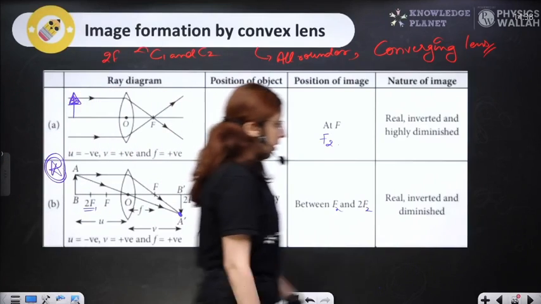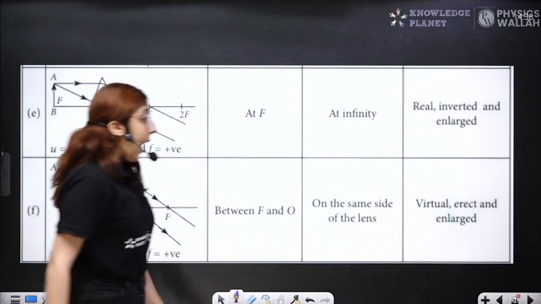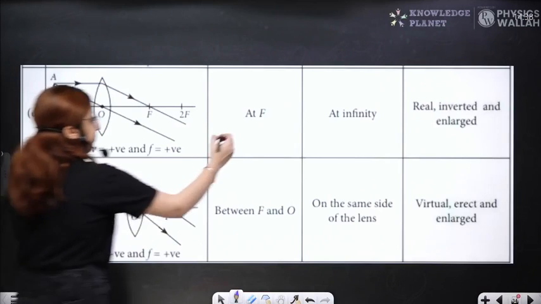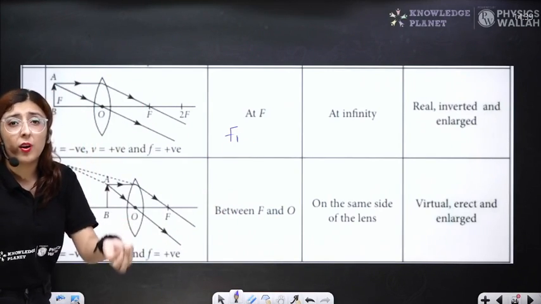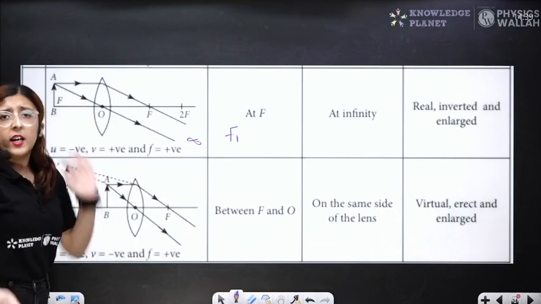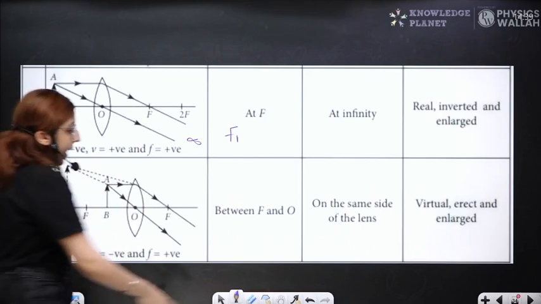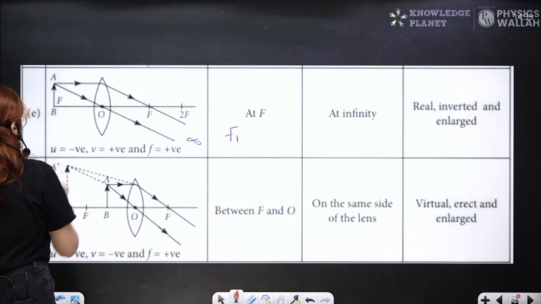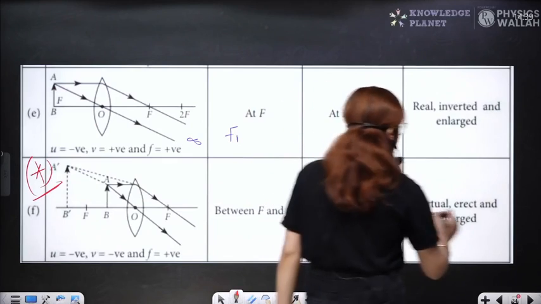Okay? Now, last two cases. I am bringing the object, now I am keeping it at focus. Focus 1. So, yes, of course, when the object is at focus, image will be at infinity. Real inverted enlarged. Opposite case. Now, the last and the exceptional case where you are going to get a virtual image, erect image and enlarged image. Virtual, erect and enlarged.